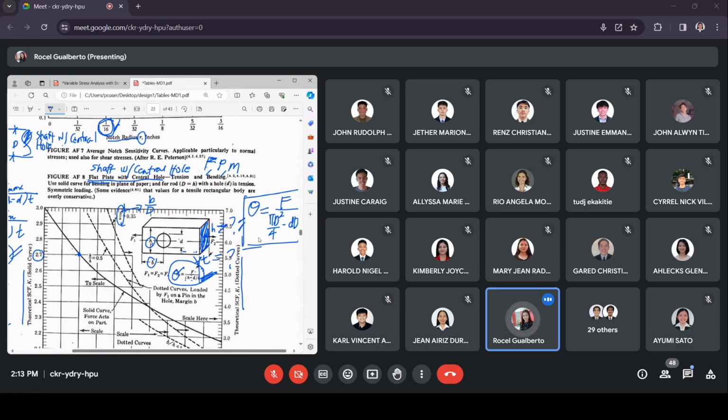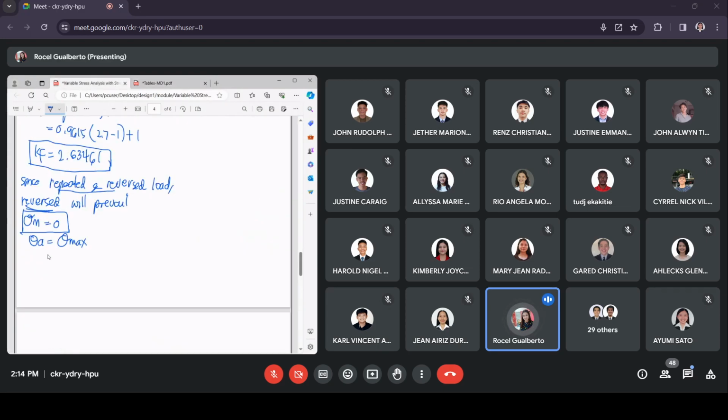So, we will make use of this. And if we are looking for sigma maximum, then the maximum value will be applied doon sa force po natin. Instead of this, if it is circular in cross-section, then you make use of this one, as modified po yung figure AF8. So, applying that, we'll have here F max over pi D squared over 4 minus D times D. And then you substitute those values.